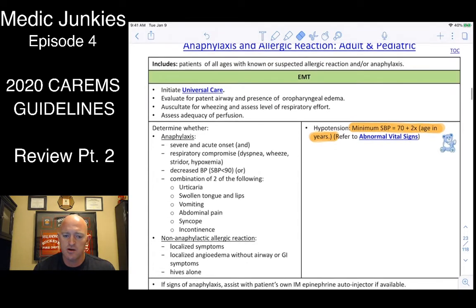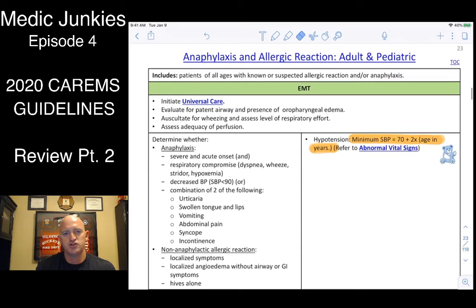And when we look at kids' blood pressures, remember the formula, minimum systolic blood pressure is 70 plus 2 times the age. So if I had a 2-year-old, 2 times 2 is 4, plus 70, 74 is the lowest systolic pressure. If they're less than that, they're shocky. They're hypotensive, okay?